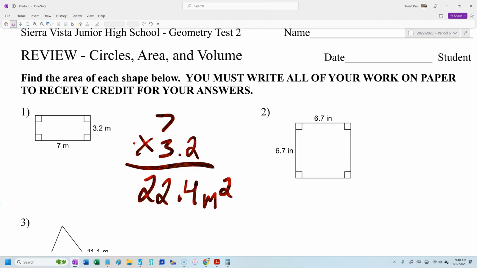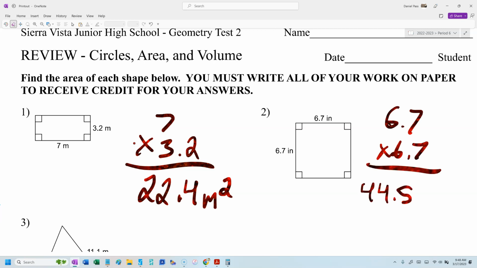Okay, and number 2, what you got? 6.7 times 6.7. Do we agree? Good. What's the answer? 44.89. Is that what you all got? Yeah. Cool. Inches squared.